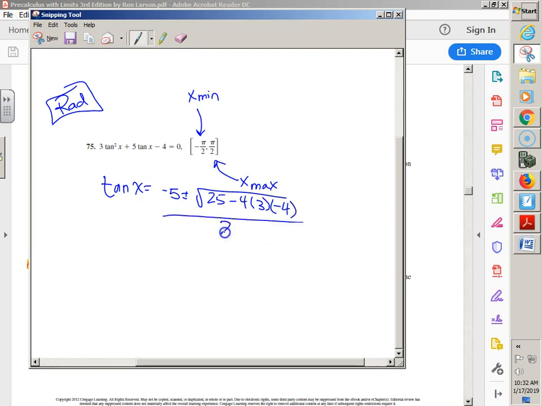All over 2a. So I'm going to make tangent of x my y1. I'm going to make 16 and 3 is 48. 48 and 25 is 60, 73.